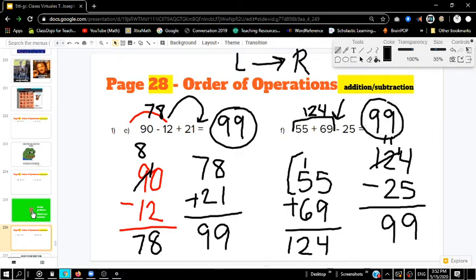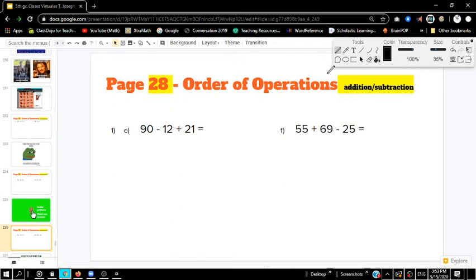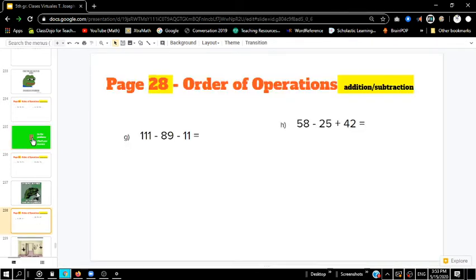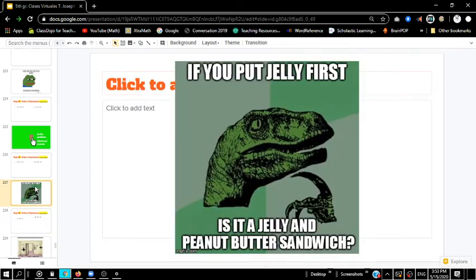Letter E and F. Okay, now we're going to do two more problems. These ones are similar in that they have addition and subtraction inside of them. If you would like to pause the video, please do so to do those problems, and then you can check them on your own. All right, we are ready to check letter G and H. Hopefully you did those problems on your own. If you didn't, pause the video so you can do these problems before checking the answer.